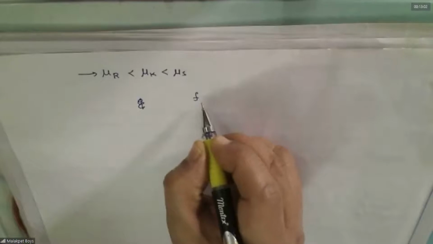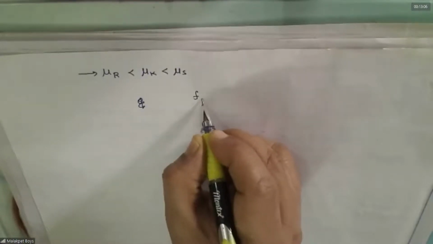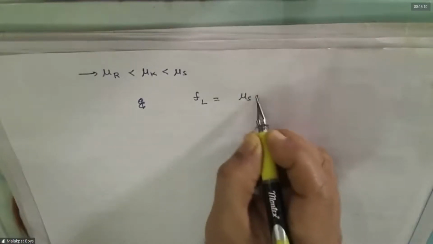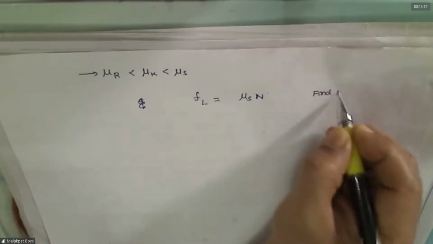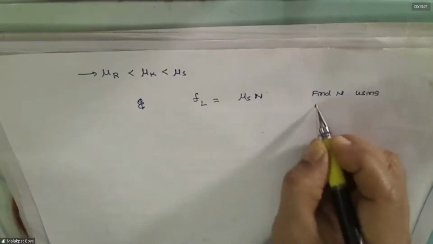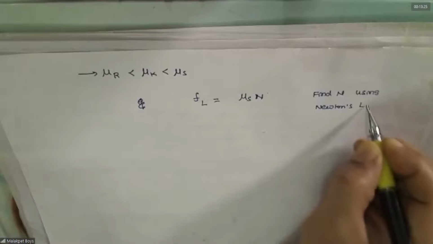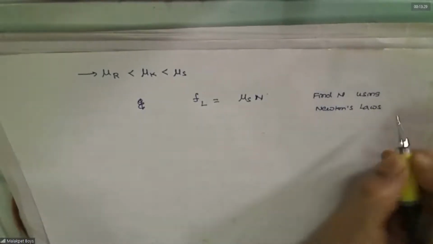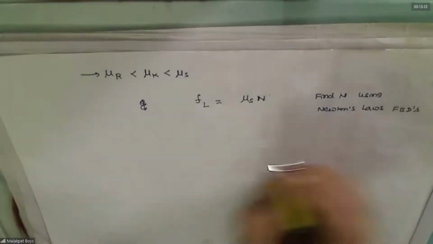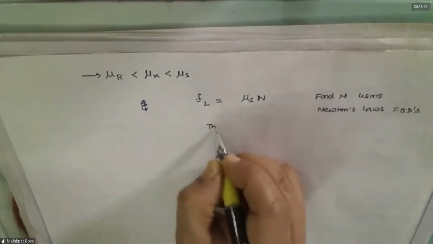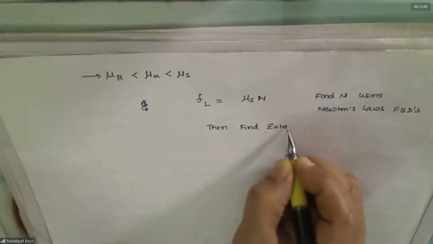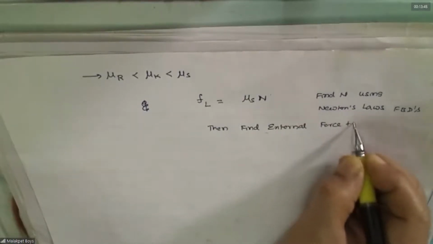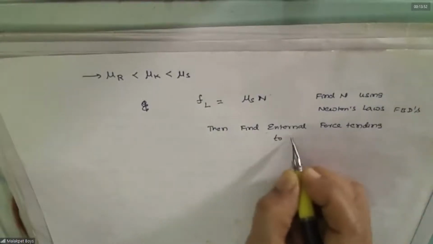Now, see, remember, always you should test for this. Is there motion? First, you have to check this. What is the limiting friction? Limiting friction is mu N. You will find N using free body diagrams. Okay, find N using Newton's law. After finding this, find the external force tending to cause motion.